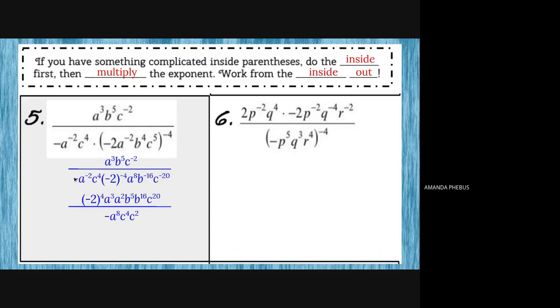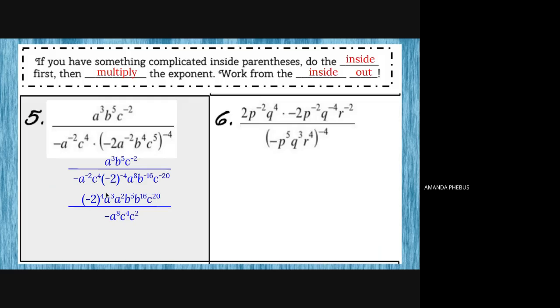The negative that was in front of that, a to the -2 stays. A to the 8th stays. C to the fourth stays. And when I say stays, I mean stays in the denominator. And then the c to the negative 2 moves to the denominator. So that's what I chose to do, was get everybody with positive exponents. So now I don't have to worry about negative exponents anymore.